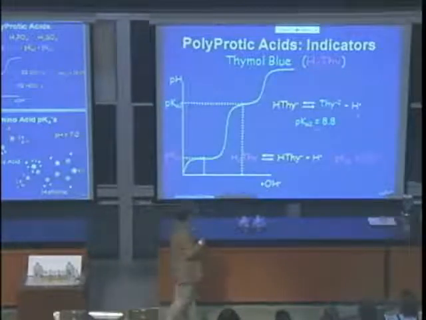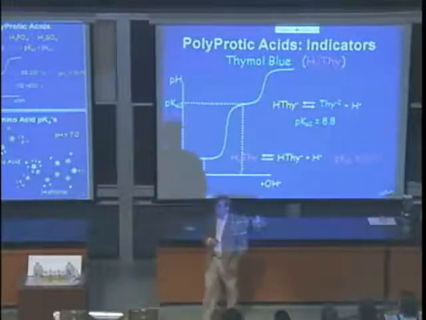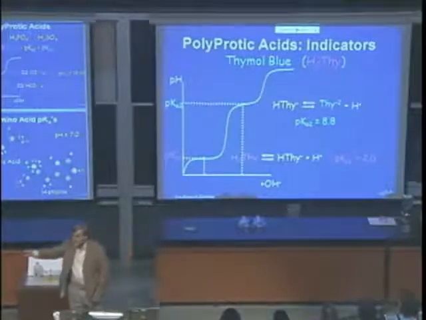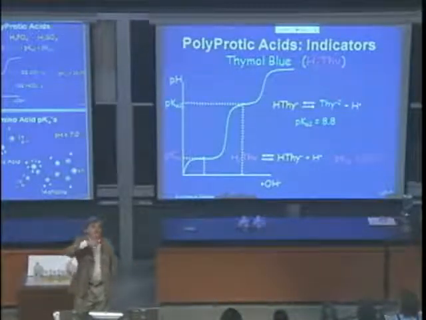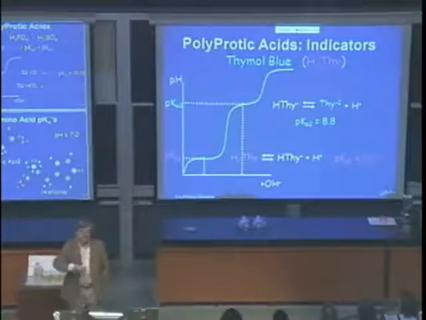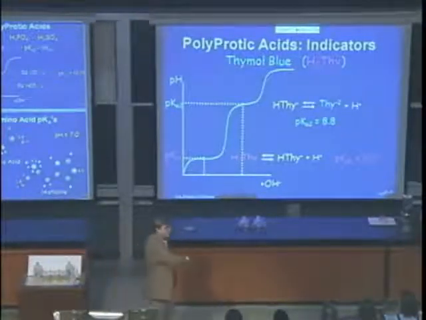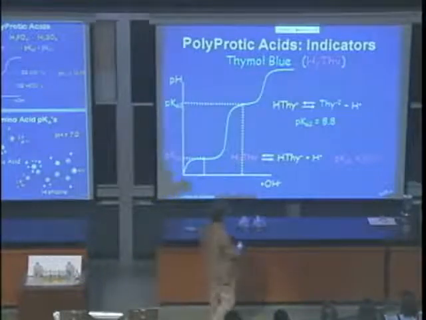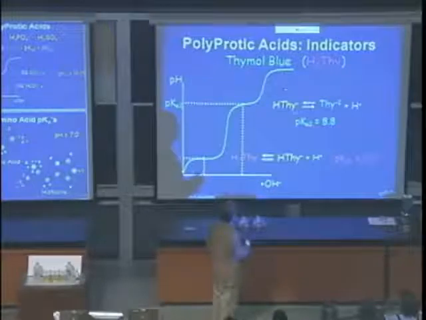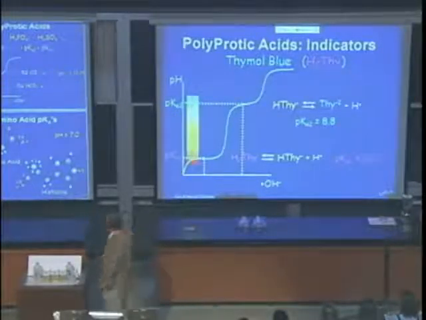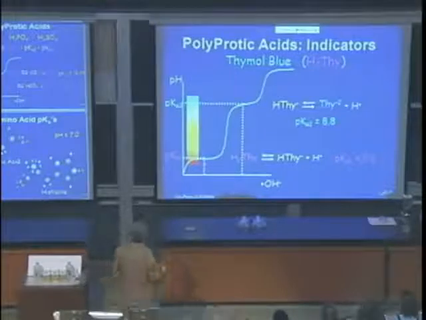So if I'm above the pKa, the protons are off, they are dissociated. But I have to be significantly above, otherwise there are still some undissociated ones. If I'm below the pKa, then I still have it in the form where the proton is on. And the nice thing is that this has color.